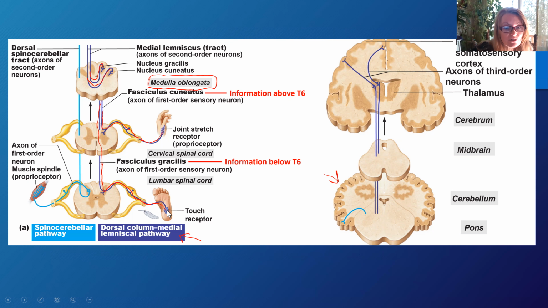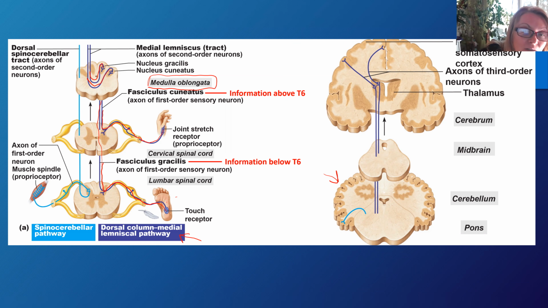So somebody touches you, information goes from the touch receptor to the spinal cord, and it starts moving up, up, up. And those axons are moving up, right? Axons, and they make this ascending tract. They reach the medulla oblongata, they decussate, they cross, and then they go to your thalamus and to the cerebral cortex.